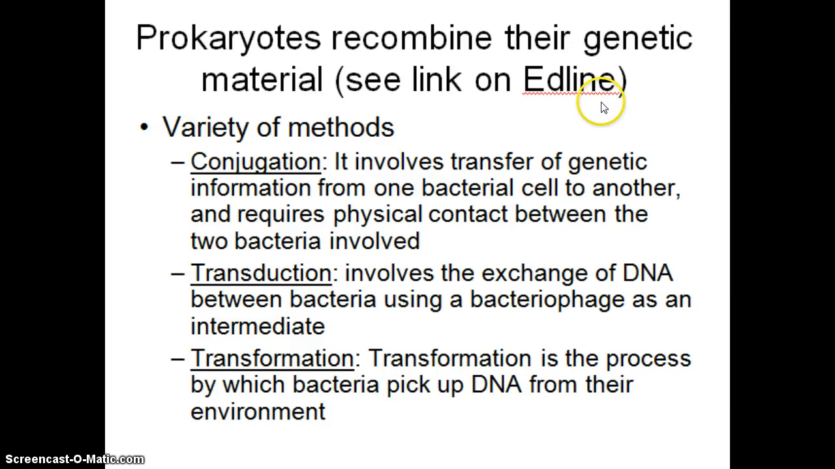Also on Edline, after you read this, I'd like you to go back to that. There's a link on other ways that bacteria can exchange their genetic information, because we know when they replicate by binary fission, they're making exact copies. So if bacteria evolve, they have to do it by way of exchanging genetic information with another bacterial cell to get something different than they had at the beginning. And bacteria can do this in 3 different ways: conjugation, transduction, and transformation. So I've highlighted what those particular items are here.